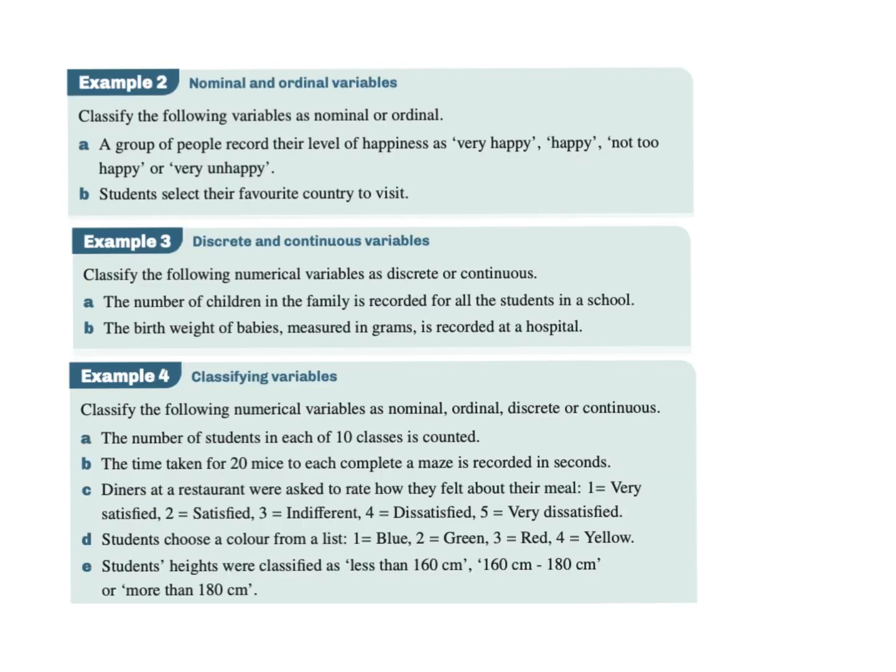Okay. So it says classify the following variables as nominal or ordinal. So what type of data is nominal and ordinal? The big category is categorical. Good. Okay, so we have a group of people who recorded their level of happiness. They were either very happy, happy, not too happy, or very unhappy. Ordinal. Good. Excellent. And students select their favourite country to visit. Nominal. Yeah, nominal. Awesome.